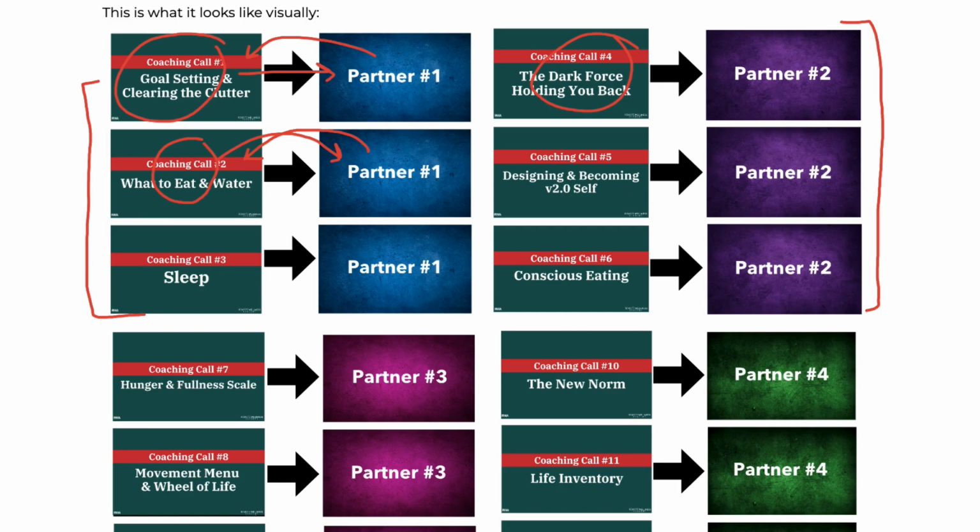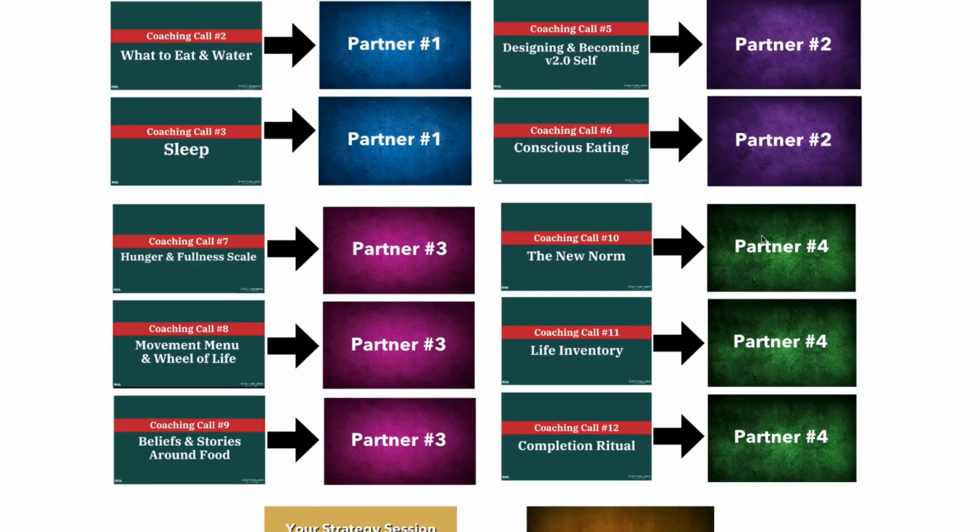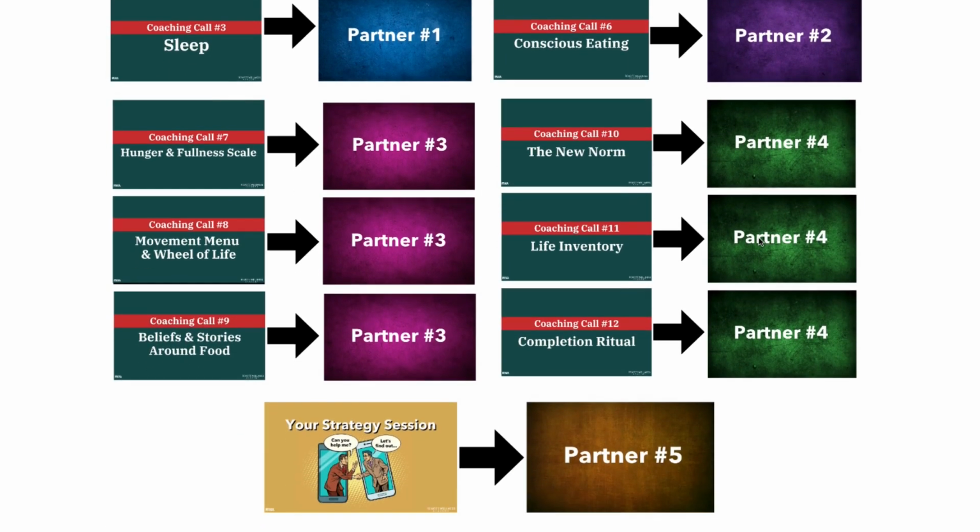And then coaching call number 7, because you've already completed your 3 with partner number 2, you're going to switch again for coaching calls 7, 8, and 9, and you're going to have a third partner. Same thing for 10, 11, 12, you're going to have a fourth partner. And then finally, when you practice your strategy session, you're going to have a fifth partner.